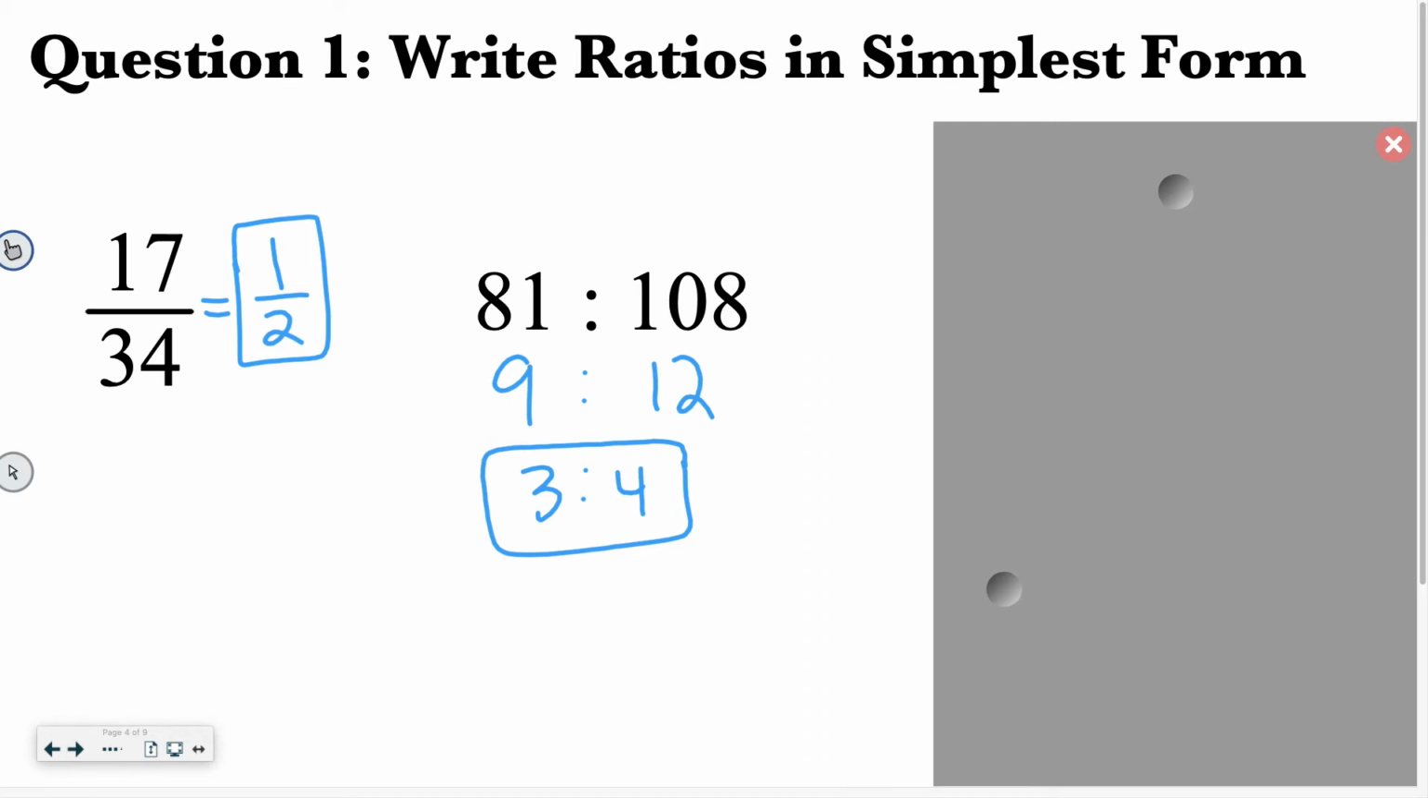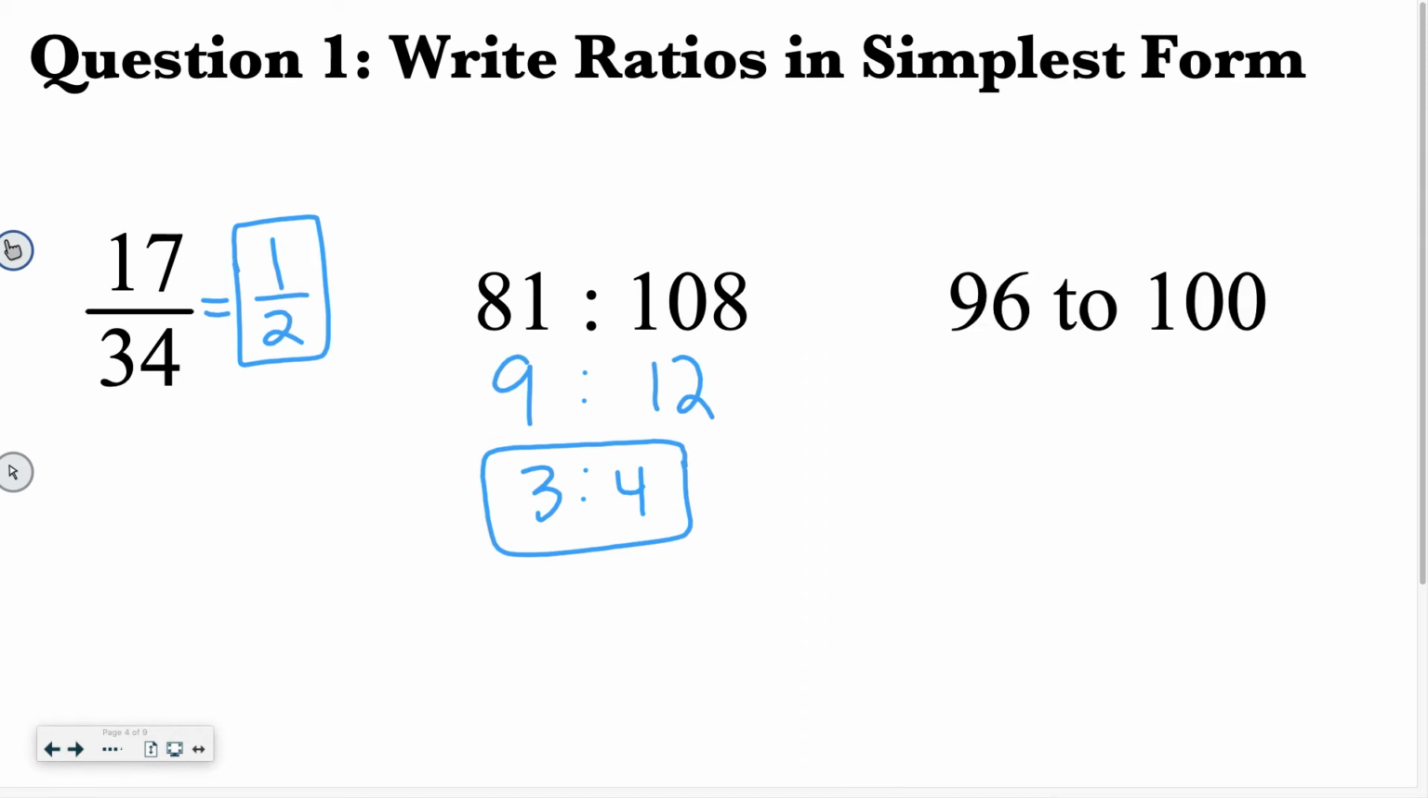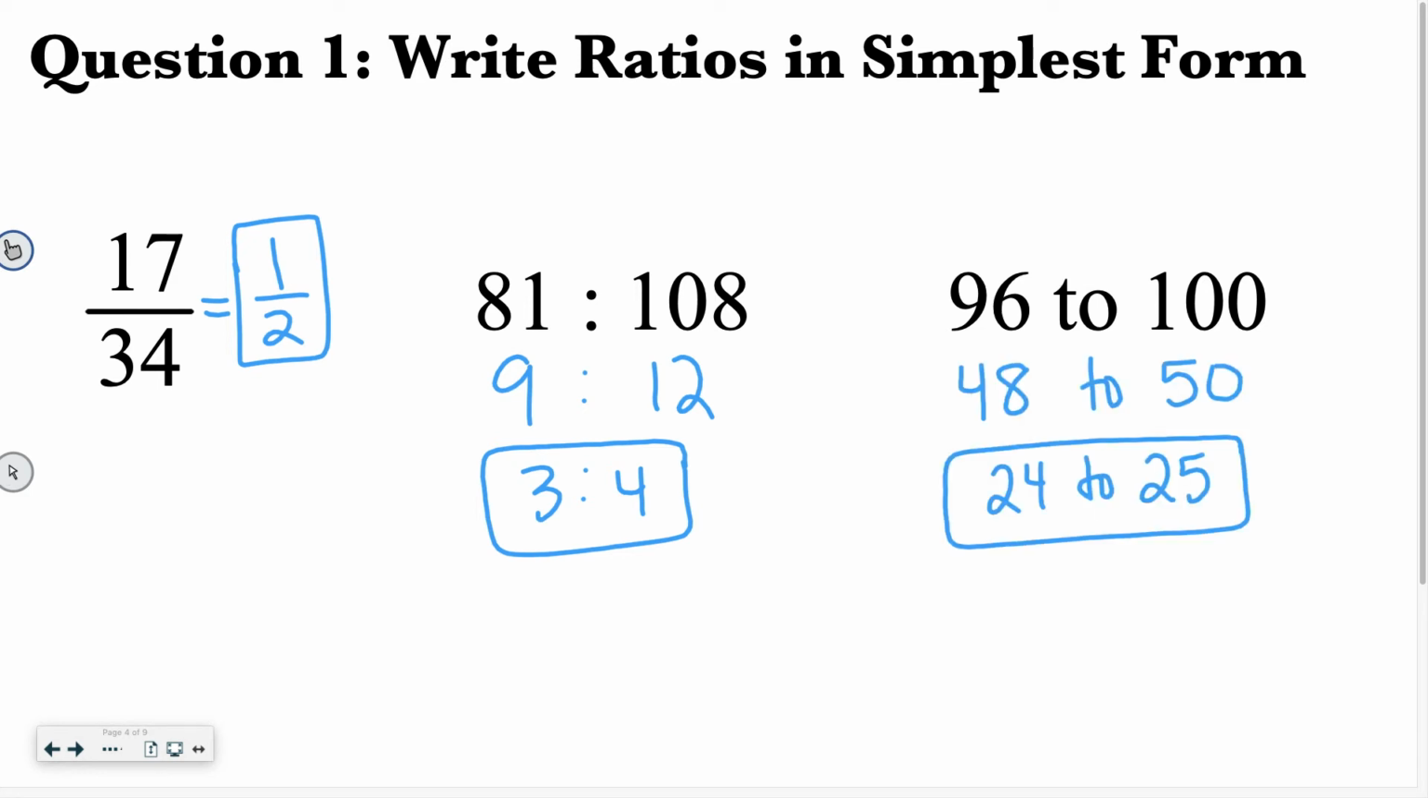And the last one I want you to simplify, 96 to 100. Good luck. Okay, for this last one, hopefully you realized that I could simplify all the way down to 24 to 25. Some of you maybe did the in-between step and simplified to 48 to 50.